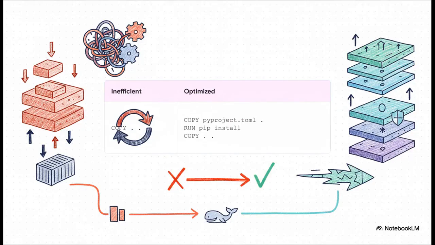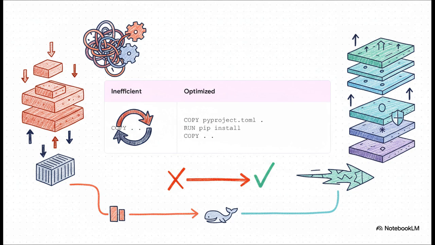Now, before we move on, I have to show you a quick pro tip, layer caching. So Docker builds images in layers, kind of like a cake. On the left, we have the inefficient way. We just copy everything all at once. The problem? If you change even one tiny little line of code, Docker has to reinstall all of your dependencies. Every single time. It's so slow.